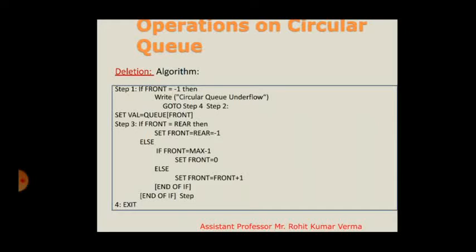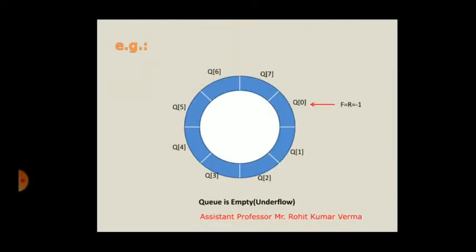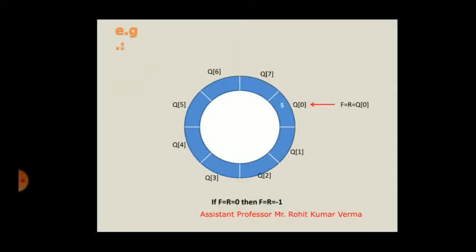We are moving to step 3, where if the front is equal to rear, then front is equal to rear is equal to minus 1. What is this? Now in this image you can see, for underflow our front and rear end will point to minus 1. Okay. Second thing, when our front and rear is equal to 0.